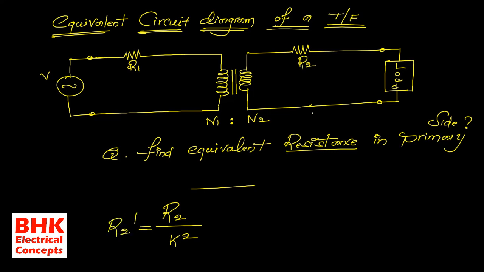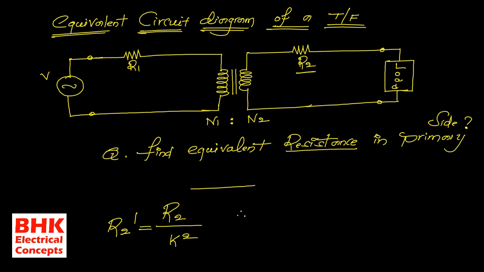Here R2 is the resistance value in the secondary side. If we are referring this R2 towards the primary side, then we need to divide that value of R2 by k square. Whenever we divide the original value by k square, we get the new value of resistance, that is R2 dash. So whenever we refer the values of resistance, reactance or impedance from secondary to primary, we always need to divide by k square.